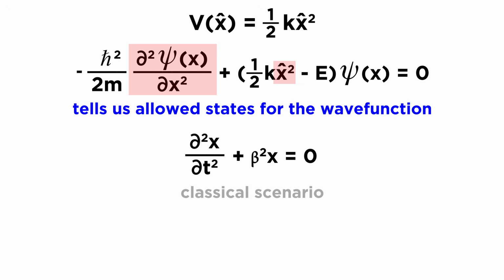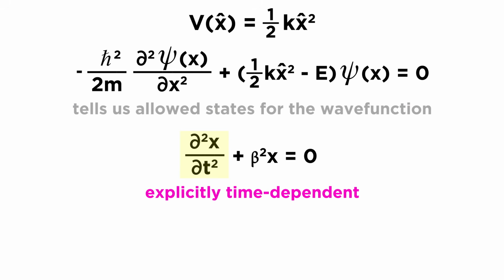There is no explicit time dependence in this equation. We are solving a static problem. This is why we are able to use the time-independent Schrödinger equation. By contrast, the equation used for the classical scenario does have an explicit time dependence that is clearly visible in the first term, the second derivative with respect to time.